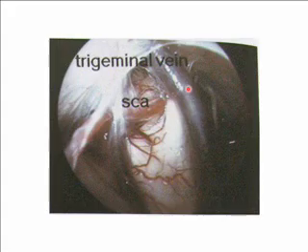See, in another case of trigeminal neuralgia, this trigeminal vein and superior cerebellar artery are both compressing the trigeminal nerve. This trigeminal vein is compressing from above, and this superior cerebellar artery is compressing at the supromedial area here.